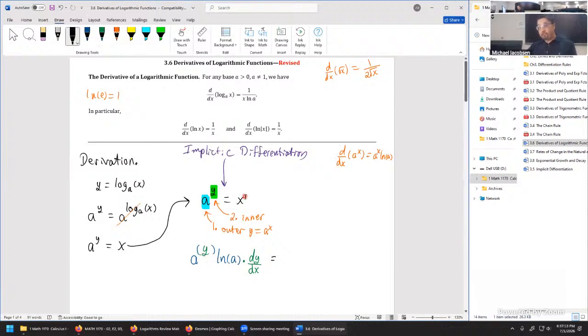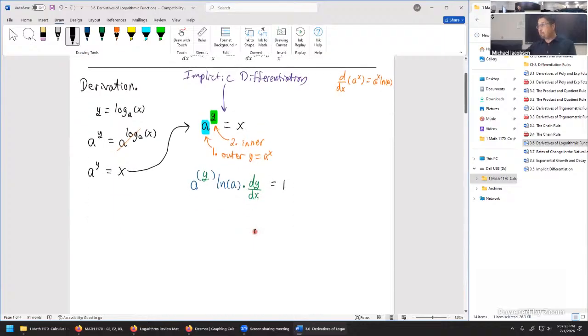On the right-hand side, we differentiate x. That comes out as just a 1, so that's the nice derivative. And we're basically there. We want to solve for dy/dx like we did in the prior section notes. So if we solve for dy/dx, we get that this is equal to 1 over a to the power y. So that's our next step so far.